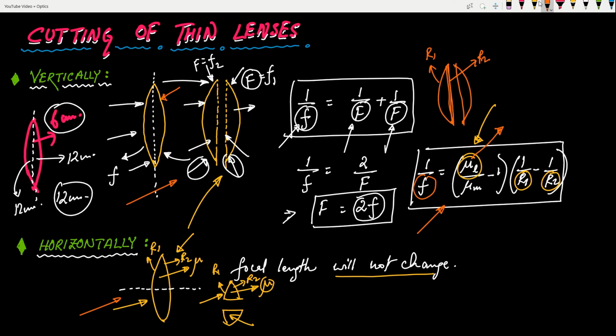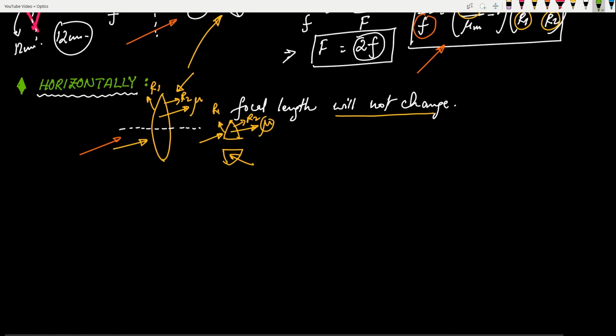So this is how you need to solve questions based on cutting of thin lenses. Now once you have understood the concept of focal length, the concept of power is also simple. So let me give you one question. Suppose this is our lens having focal length, suppose, 5 centimeter. If we cut this lens vertically, then what will be the power of the individual lens?